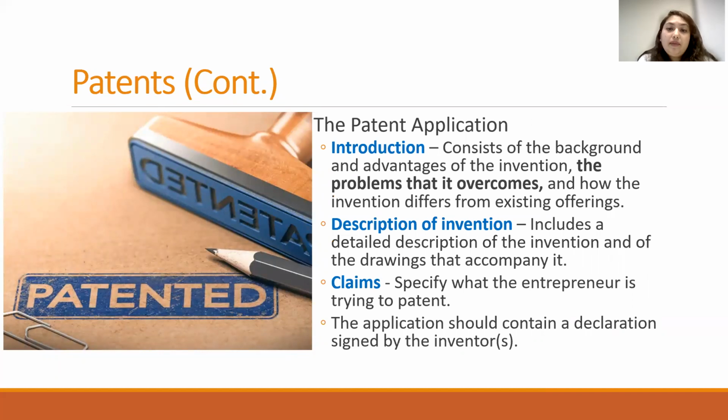The process for a patent application has 3 stages. The first is the introduction, which consists of the background and advantages of the invention, the problem that it overcomes, and how the invention differs from existing offerings. Next is the description of the invention. This includes a detailed description of the invention and of the drawings that accompany it. Third is the claim, specifying what the entrepreneur is trying to patent. The application should contain a declaration signed by the inventor.